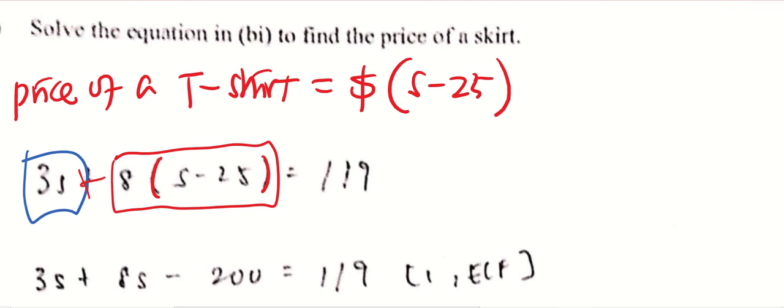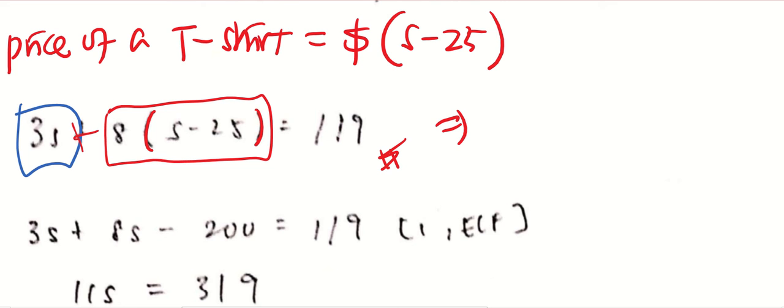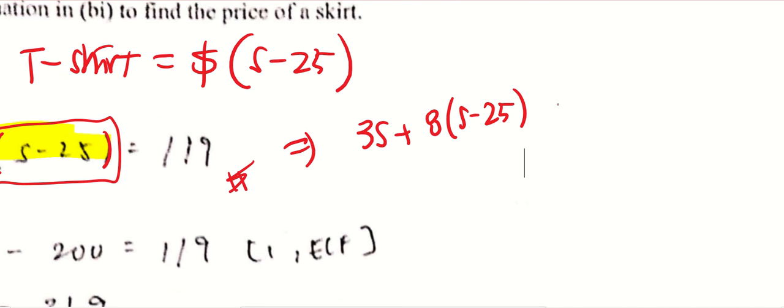Okay, now some of you, actually this is sufficient. If you have this, you get the mark. Now some of you went to proceed to simplify the equation. Okay, so let me show you how you can simplify the part on the left hand side. Now so 3s plus 8 times s minus 25, equals to 119. So I'm just gonna work on the left hand side here.